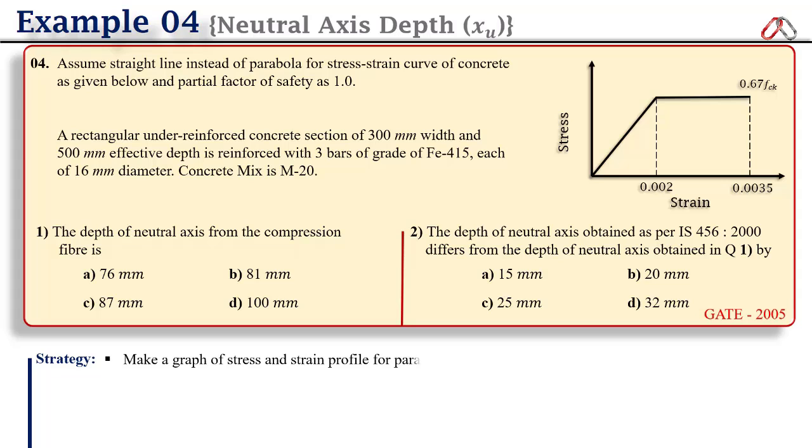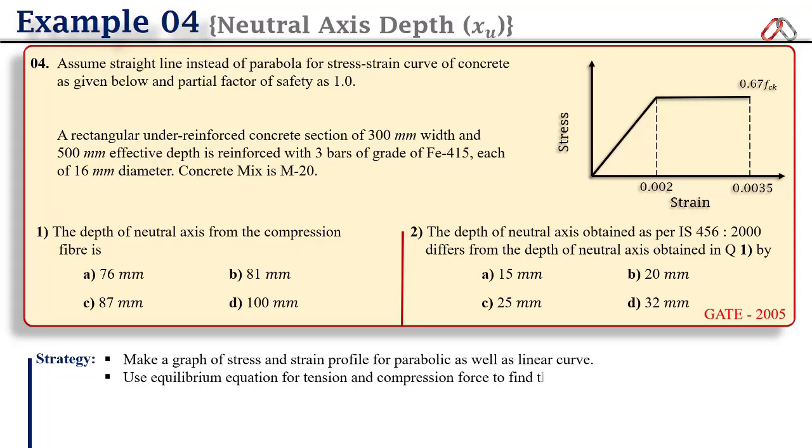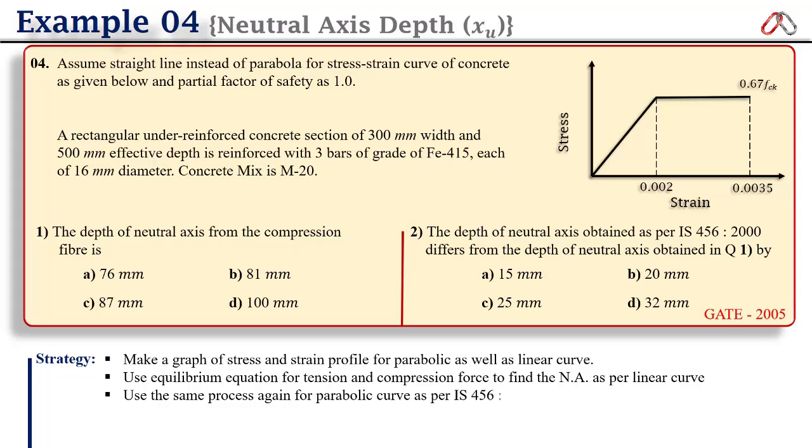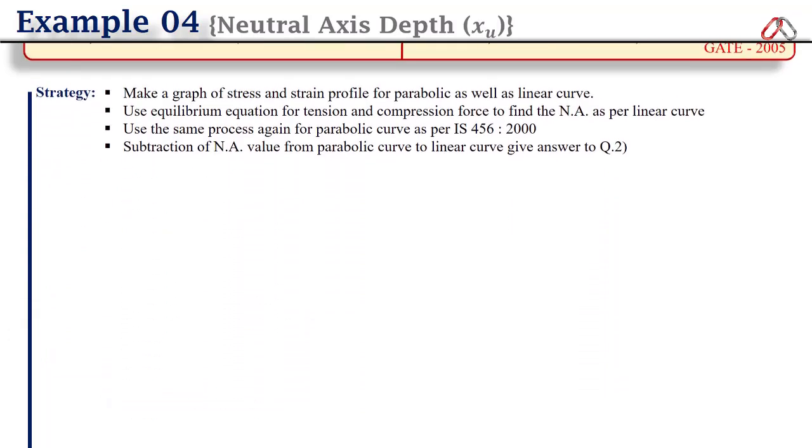First you have to make a graph of the stress strain profile for the parabolic as well as the linear curve. Then you have to use the equilibrium equation for tension and compression force to find out the neutral axis as per the linear curve. Then you have to use the same process again for the parabolic curve as per IS 456-2000. Then the subtraction of the neutral axis value from the parabolic curve to the linear curve gives the answer to your question number 2.